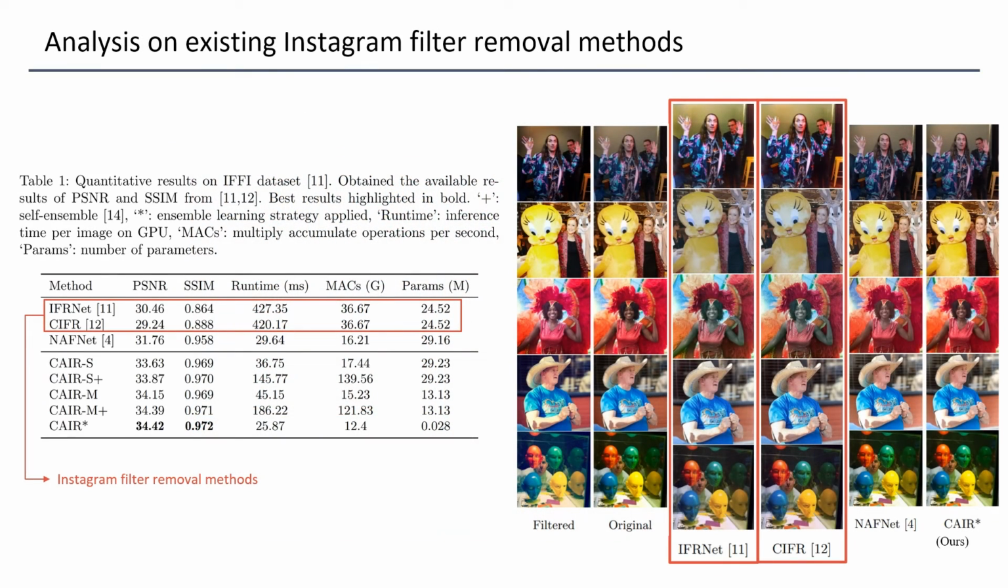This slide shows the results of existing Instagram filter removal methods. IFRnet shows strength in PSNR, and CIFR shows a high SSIM value. These two methods use an adversarial training strategy for autoencoder-like architectures, which is exceedingly complex and time-consuming. In the figure on the right, these two models remove filters quite well. Still, the restoration is insufficient in terms of color.